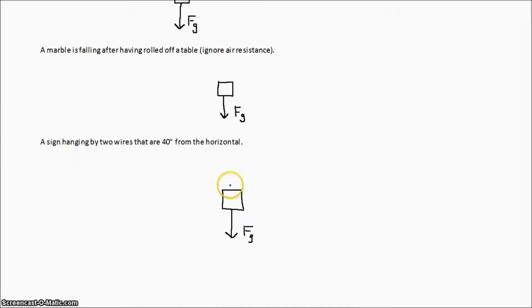But we're worried about the forces. The sign is at equilibrium. So that means that there has to be some sort of force that is completely opposite gravity and it's balancing it out. But there is no wire there. Instead, we have two wires that share this balancing force, this tension. And so each wire is only going to exert half of the balancing force.